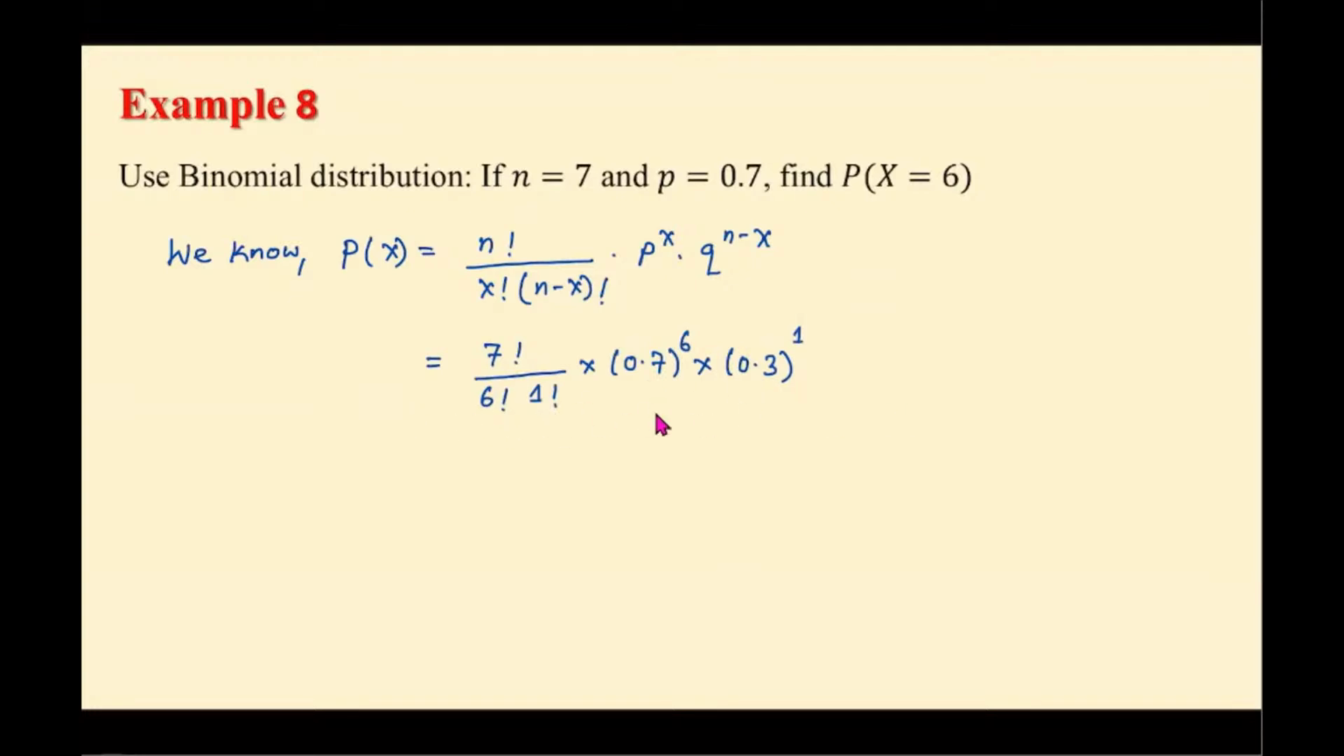Now again, we can use the calculator to simplify this. One more time, to get the factorial in your TI-84 calculator, you have to go to math, then probability, and number 4. Once you use your calculator and simplify this, you should get 0.2471. That is the probability that x is exactly equal to 6.